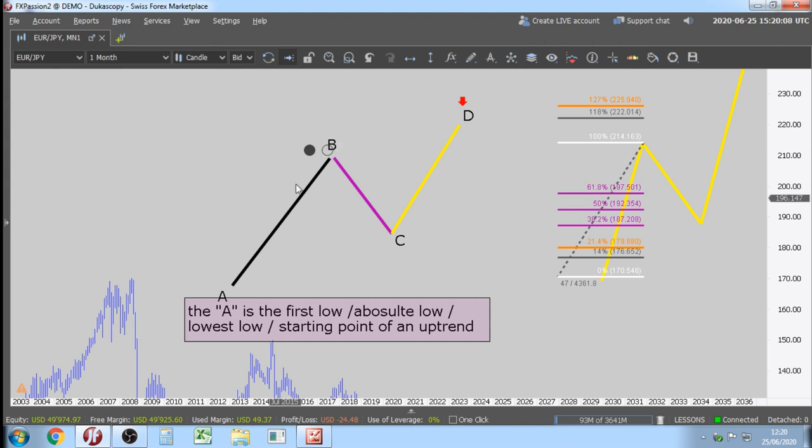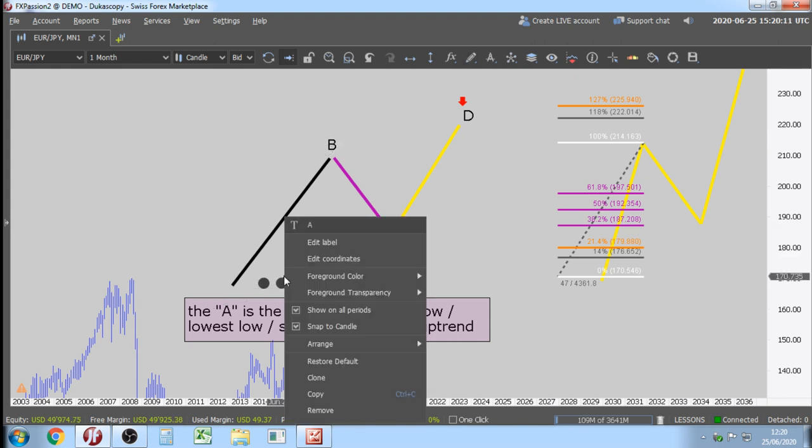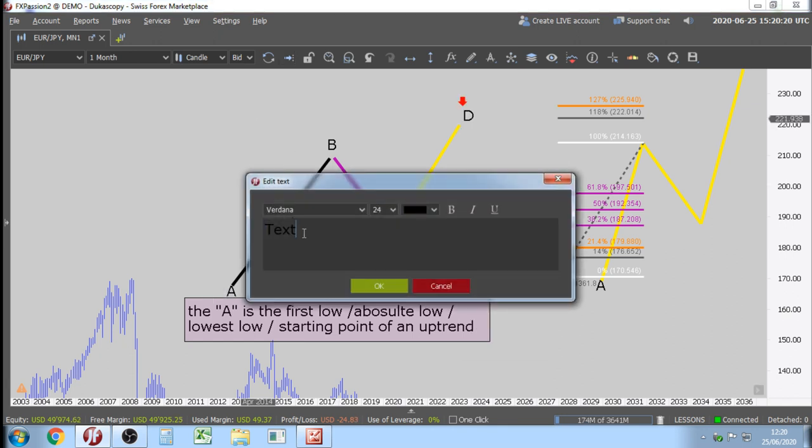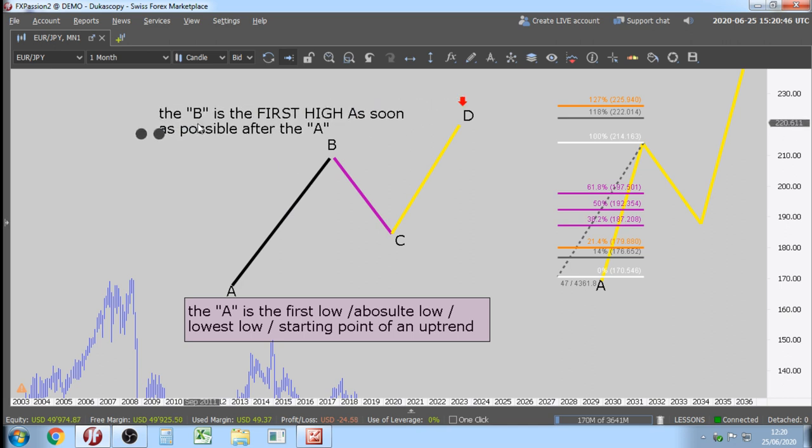Okay, rule for the B. So this is going to be our A. A clone. There you go, this is our A. Just an example. What is the B? The B is the first high as soon as possible after the A. After the A, this is the B. The B is the first high as soon as possible after the A.